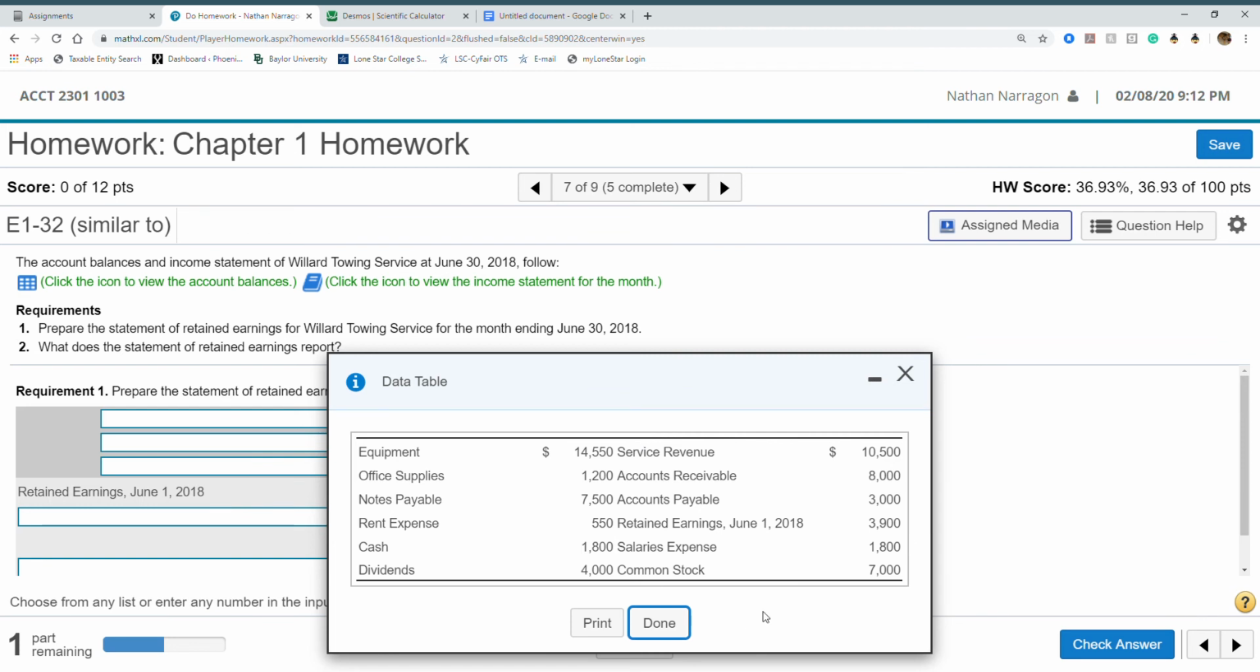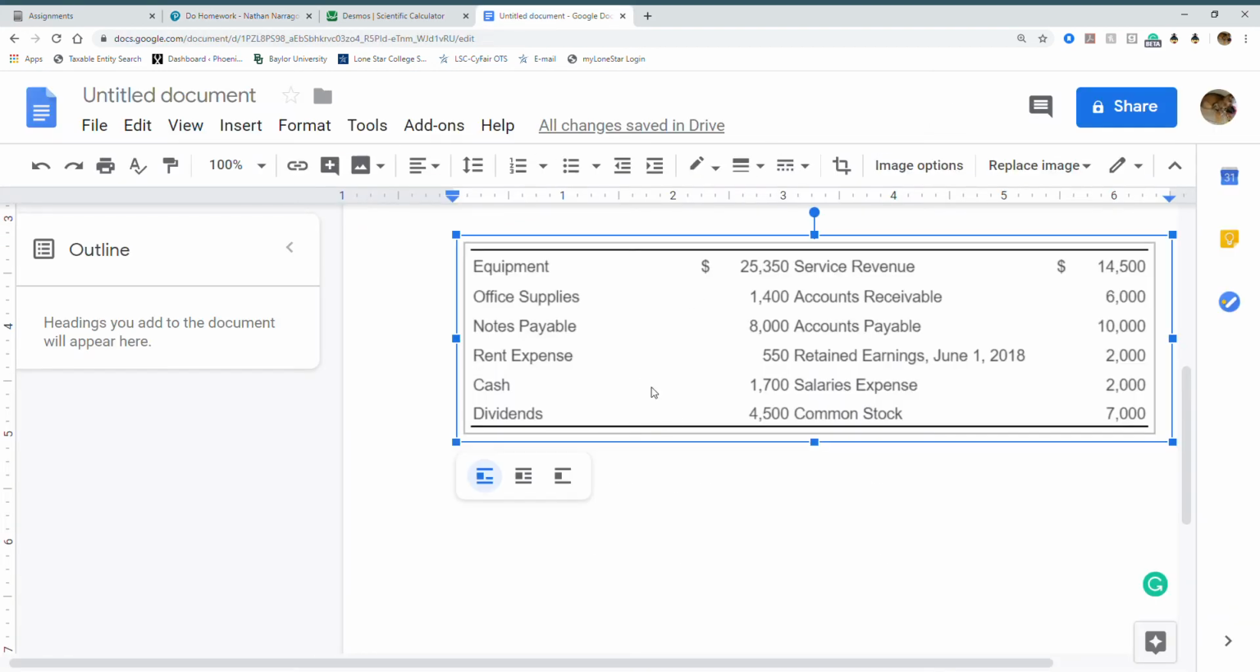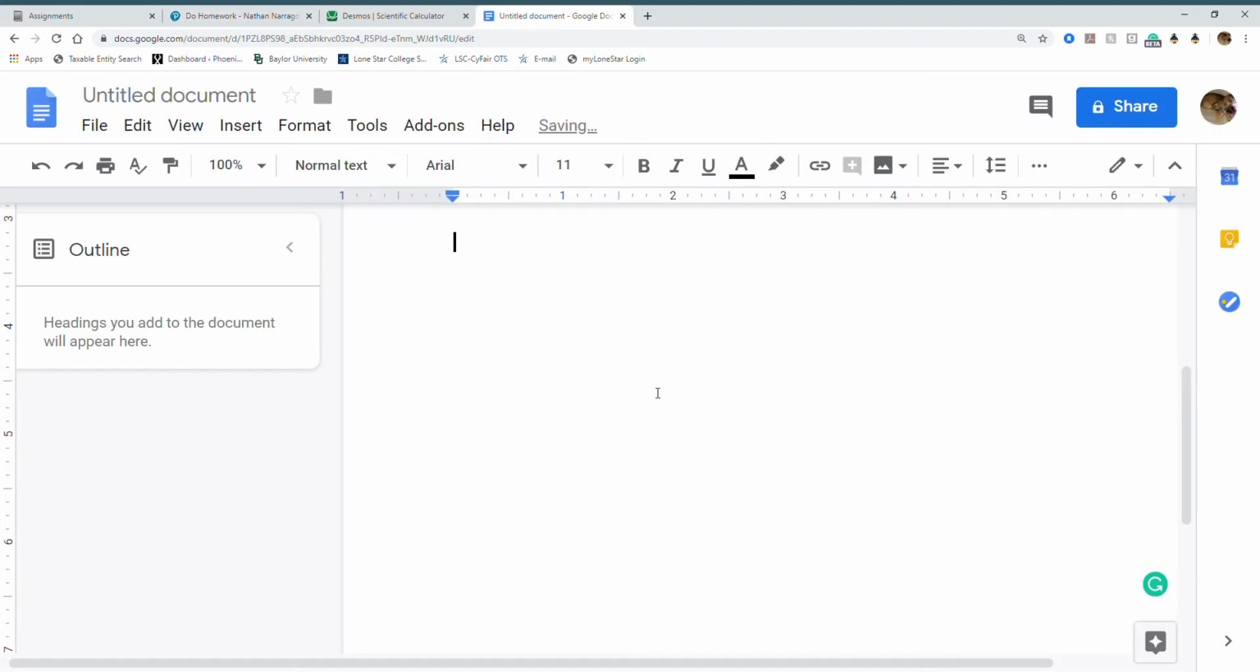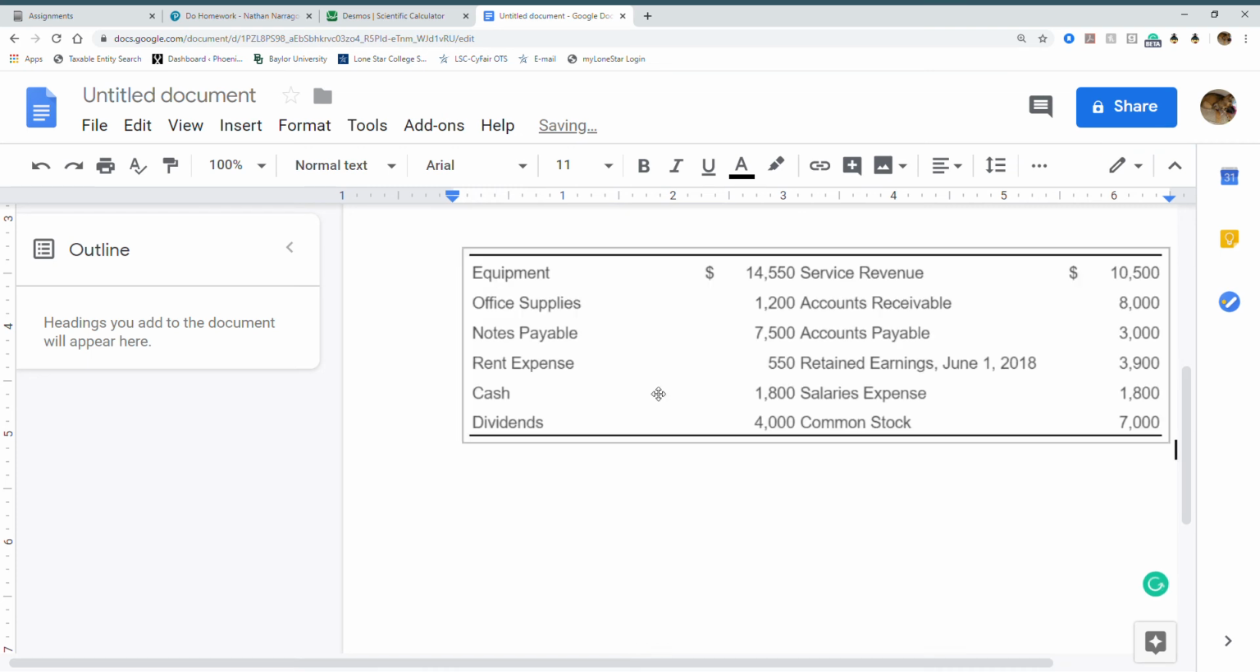So I'll be honest, these are different ones than before. So I'm going to put these in the Google Docs. I'm going to delete this one and paste a new one. So this is the one that we're going to be using for retained earnings.